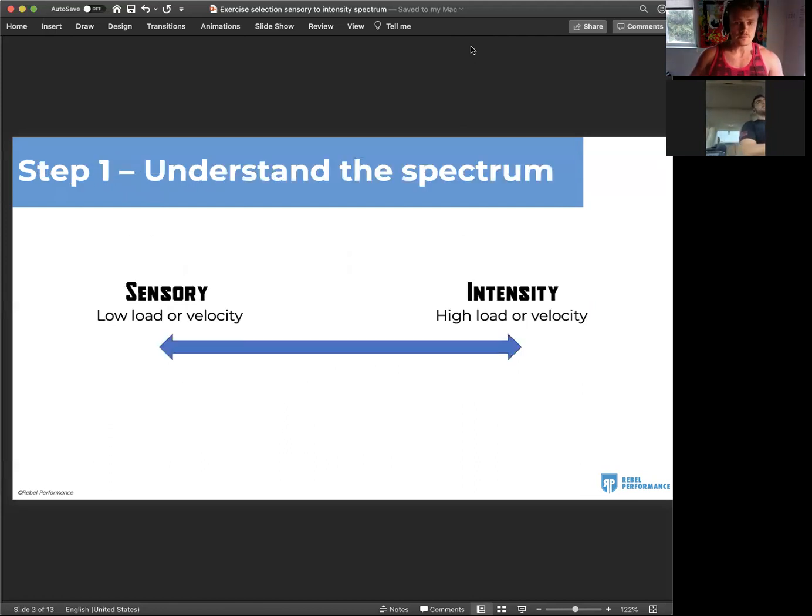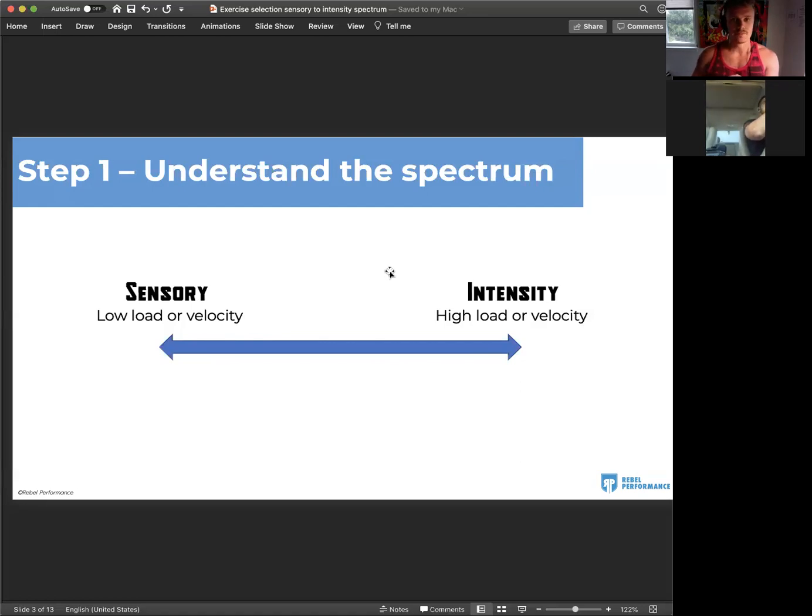Okay, so step 1 is just having this spectrum in your mind conceptually. It's a nice heuristic, a principle where on the left side of the spectrum, I have things that are more sensory biased, and don't think of it as absolutes. Think of it as dimmer switches being turned up or down. So on the far left side, I have sensory biased exercises, things that are inherently going to be low load, low velocity, things of that nature. On the right side of the spectrum, we're going more intensity. So I want to see higher loads. I want to see higher velocities.